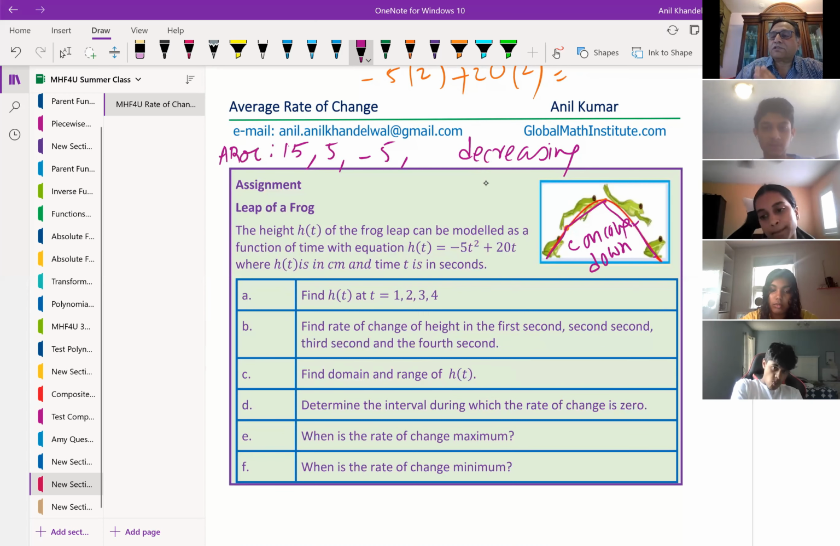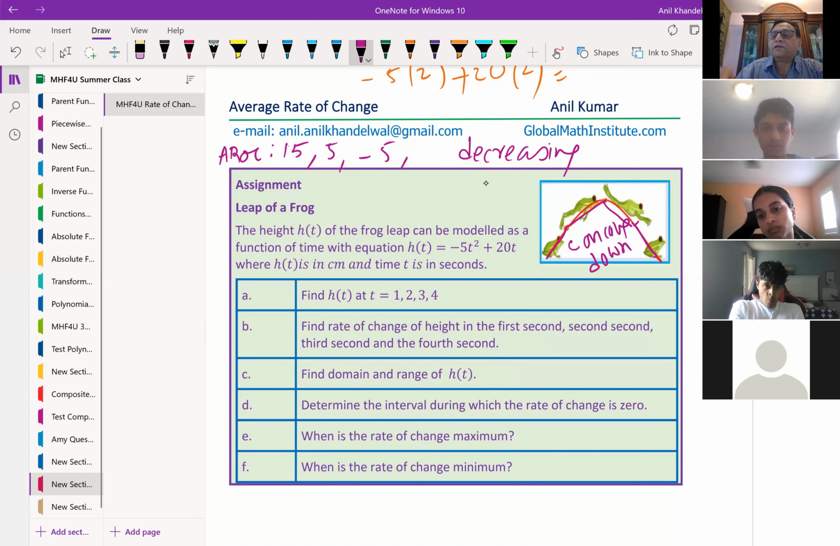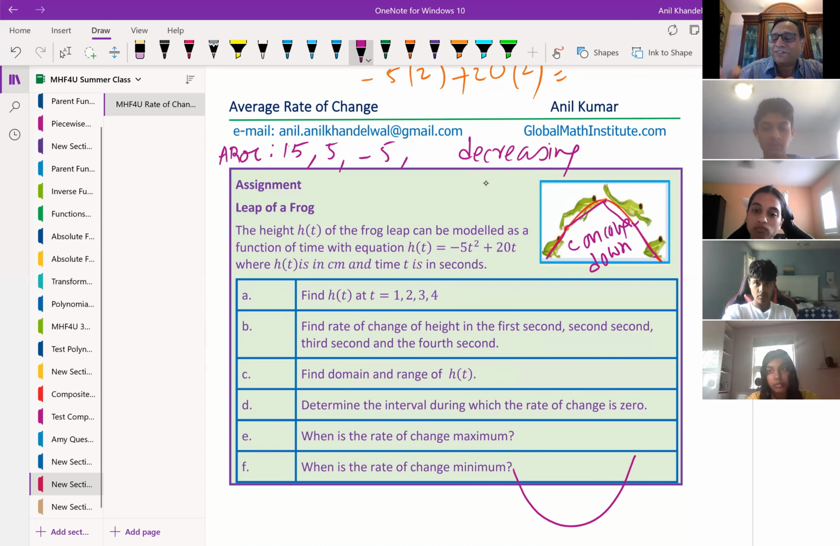Whenever the shape of the curve is concave down, the rate of change will be decreasing. If the shape of the curve is concave up, the rate of change will be increasing on the graph. You get the idea. Very important question from a calculus point of view.